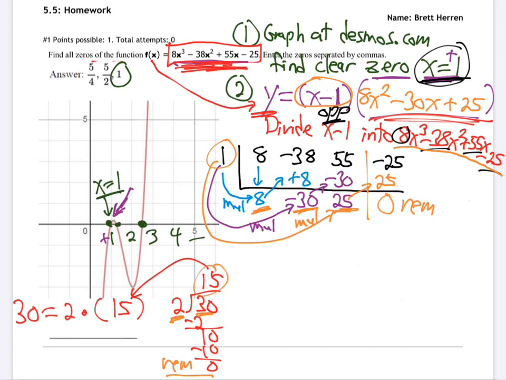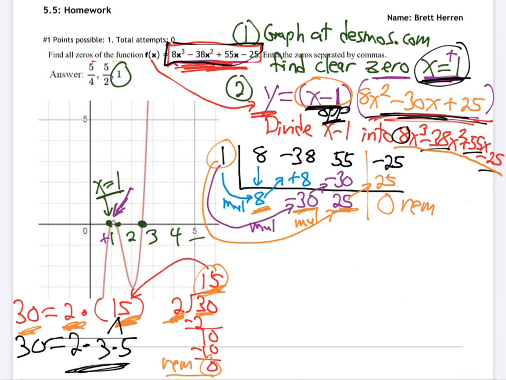Just like the answer of 15 we got comes over here. We're breaking down the 30. Now we know it's 2 times 15 because 2 goes in evenly. 0 remainder, 15 times. 2 times 15 is 30. Same thing here with this big polynomial function, 8x cubed, etc. It's x minus 1 times 8x squared minus 30x plus 25. Now, we have another step to go. Right here, same thing, right? The 15 would break down to be 3 times 5, and then you would have the 30 all factored down.